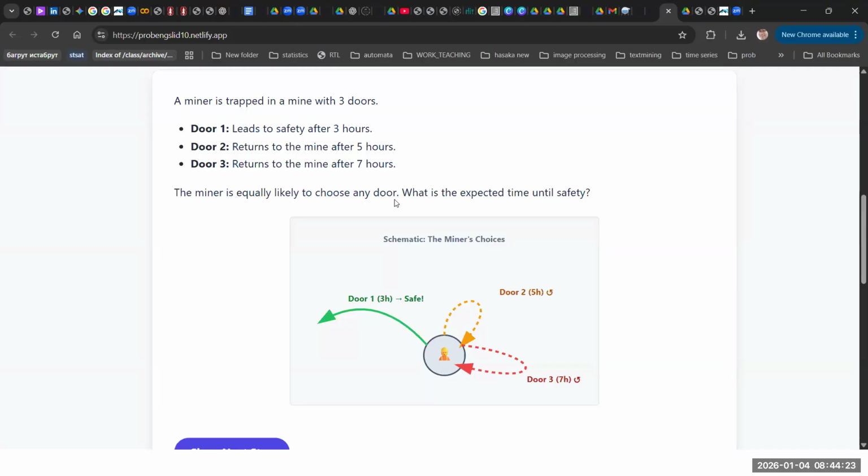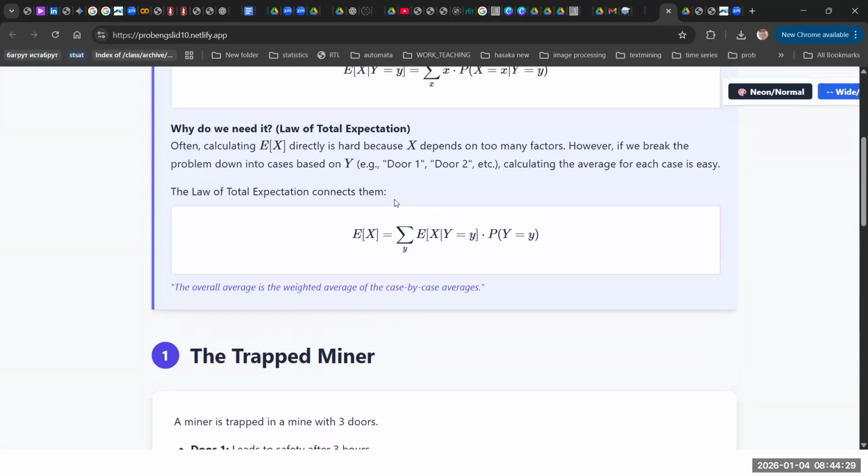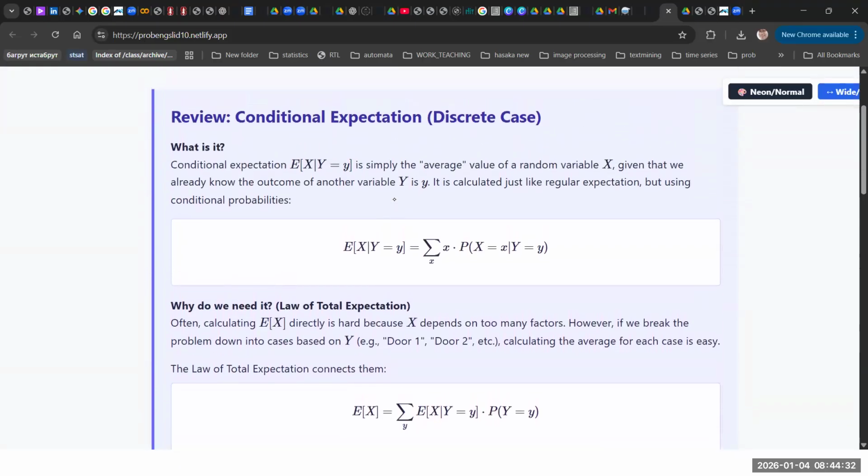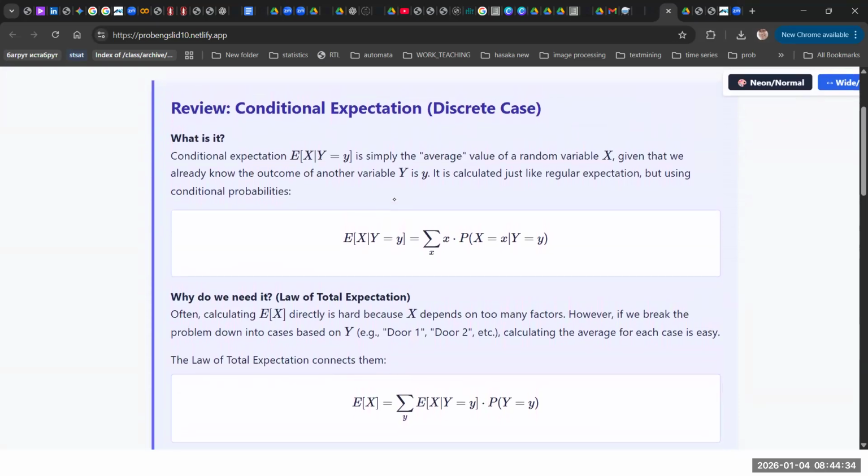This is the correct expression, because I've seen before something like E of x equals E of x given y. No, this is the formula. Where is it? E of x. No, this is conditional expectation. Yes, this is conditional expectation.